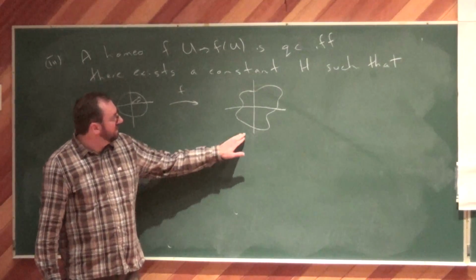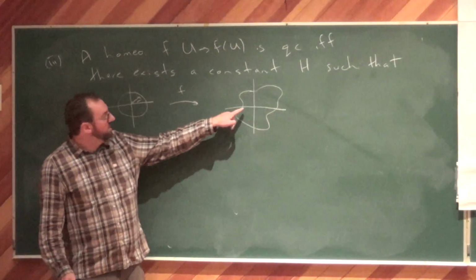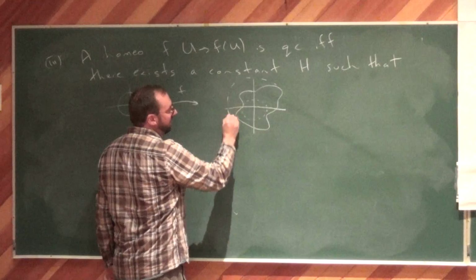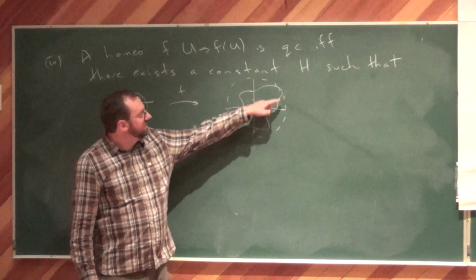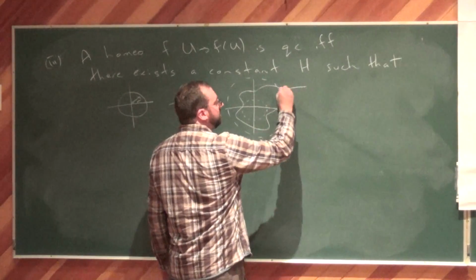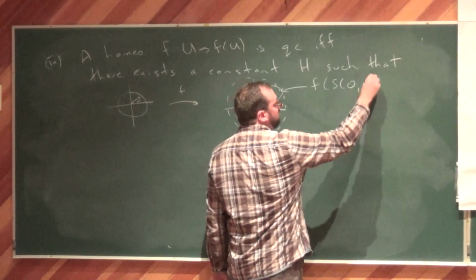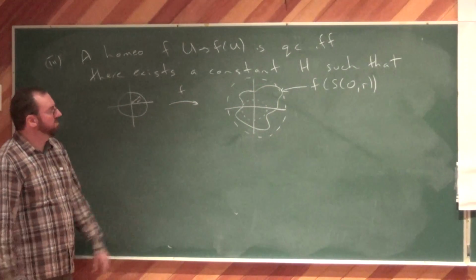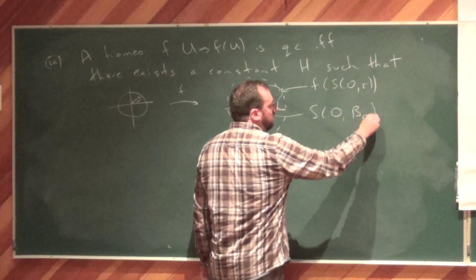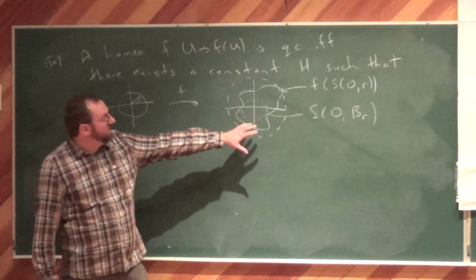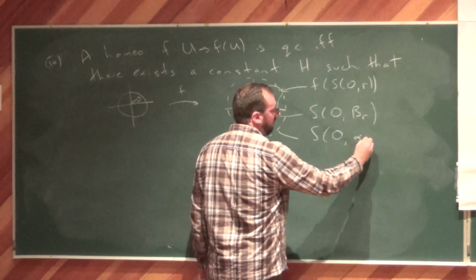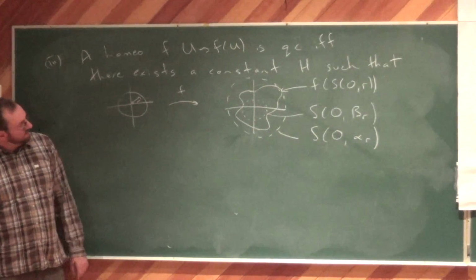So what we can then do is, because it's a homeomorphism, we can find the smallest circle which is outside our image of our circle of radius r, and we can find the largest circle which is inscribed inside. So this is f of the circle of radius r. Again, I'm doing it about 0 here, but it doesn't have to be about 0. Then the largest circle we can inscribe inside, we can give it the radius beta sub r, and the one outside we can call the circle of radius alpha sub r.